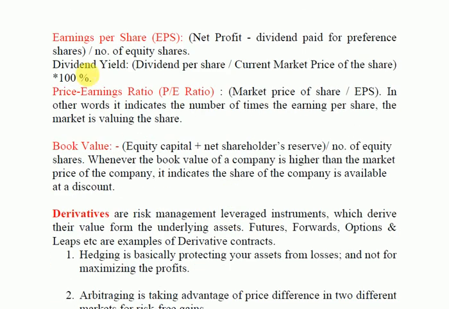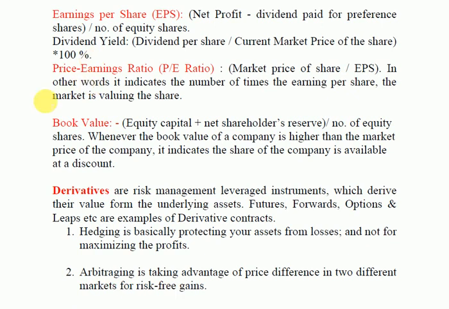Next is earning per share, EPS. So EPS is net profit minus dividend paid for preference shares divided by number of equity shares. Now the next is dividend yield. So dividend yield is dividend per share divided by current market price of the share into 100%.